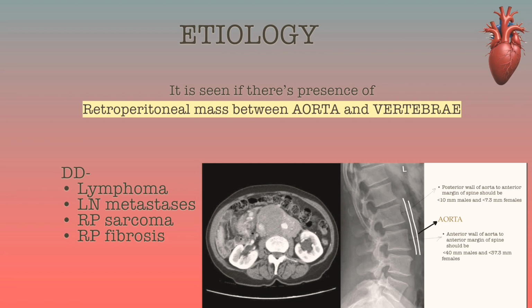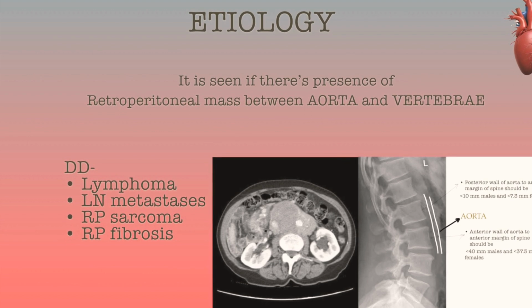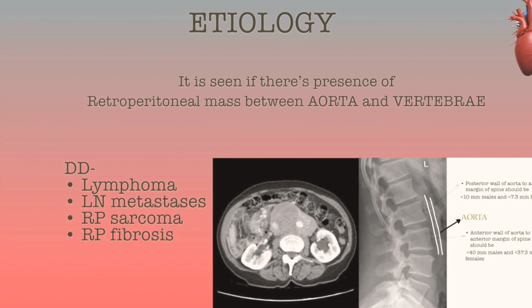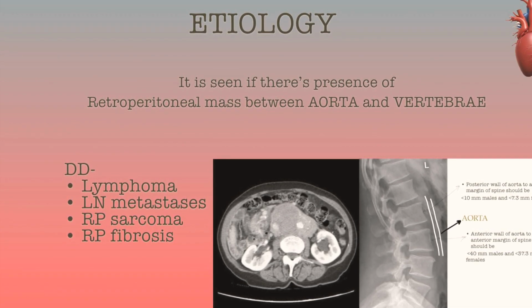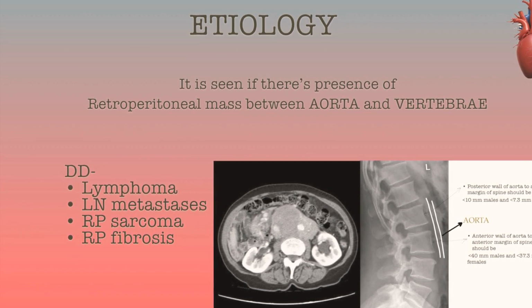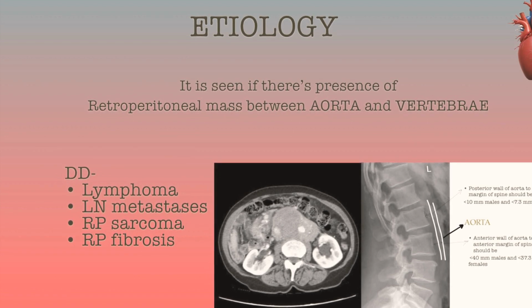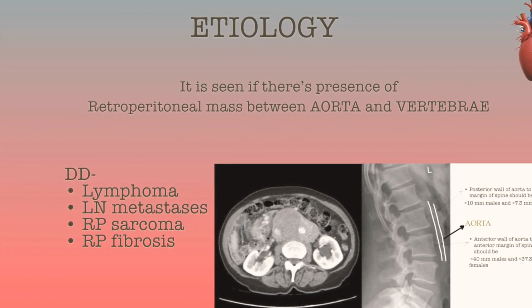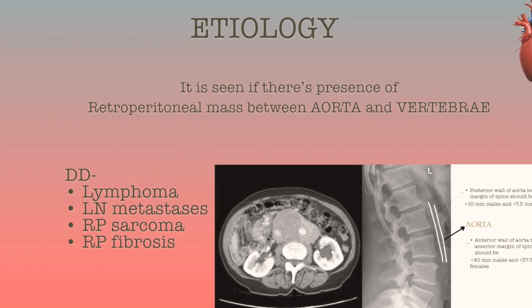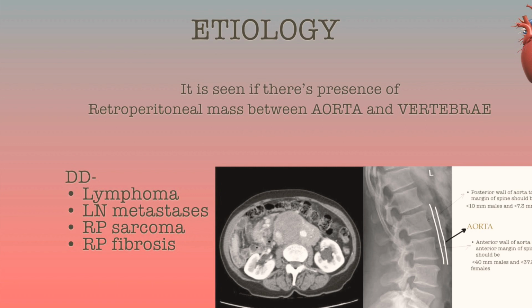So obviously the mass will push the aorta anteriorly and displace it away from the vertebral body. As we know, normally aorta abuts the vertebral body, but if a mass comes in between aorta and vertebral body, it will be seen anteriorly displaced, and this sign is interpreted as floating aorta sign.